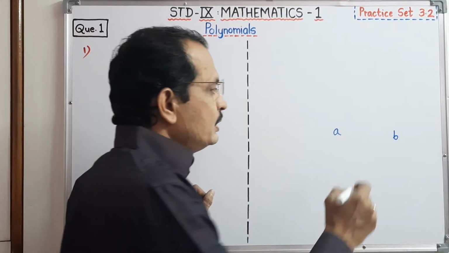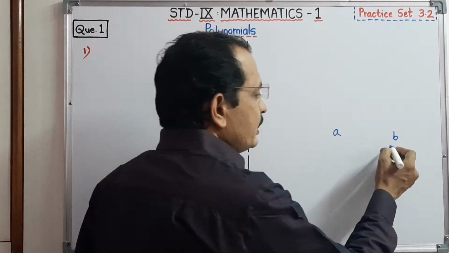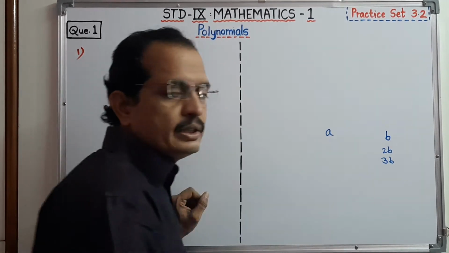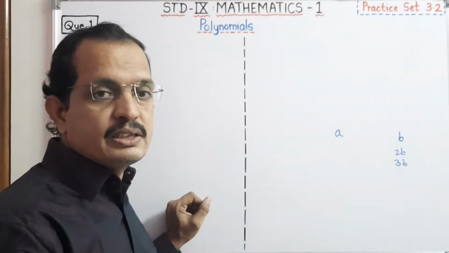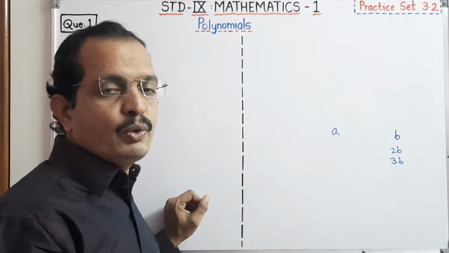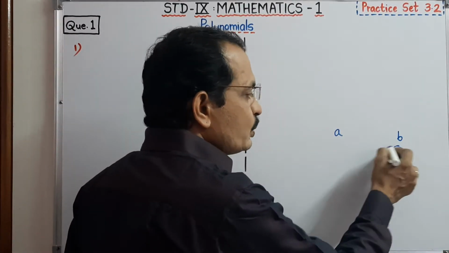That means the first year the trees will increase by b. Second year it will increase by 2b. In the third year, it is 3b. That means every year the number of trees increases by b. Therefore, if we have to find the number of trees after 2 years, then it will be 2b.